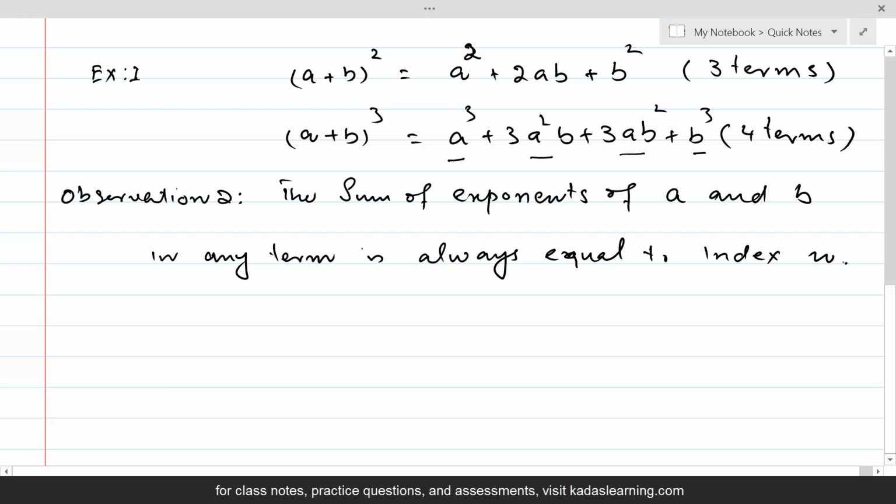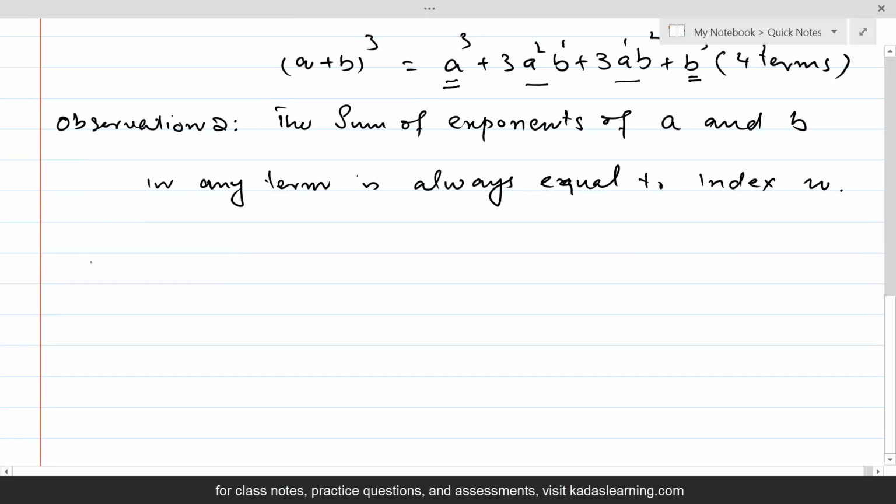Like if you take a look at this previous example, here the index of this expansion is 3, and in a cube the power of b is 0, so 0 plus 3 is 3. And in this term 2 plus 1 is 3, in this term 1 plus 2 is 3, and in this next term 3. Every term has the total degree, the sum of the exponents, always equal to the index. So that is another observation.